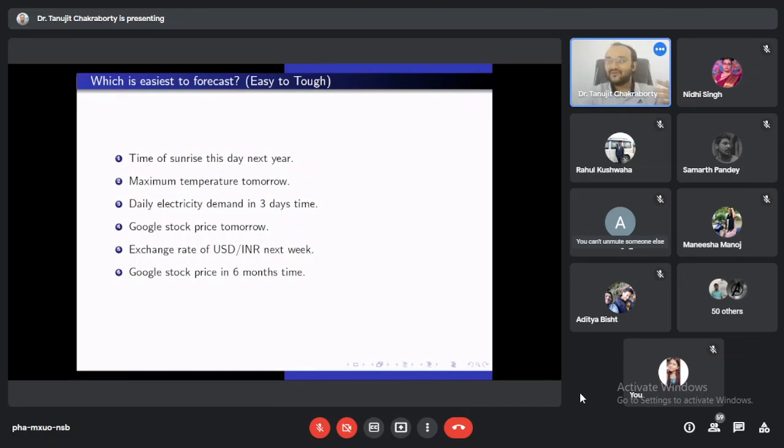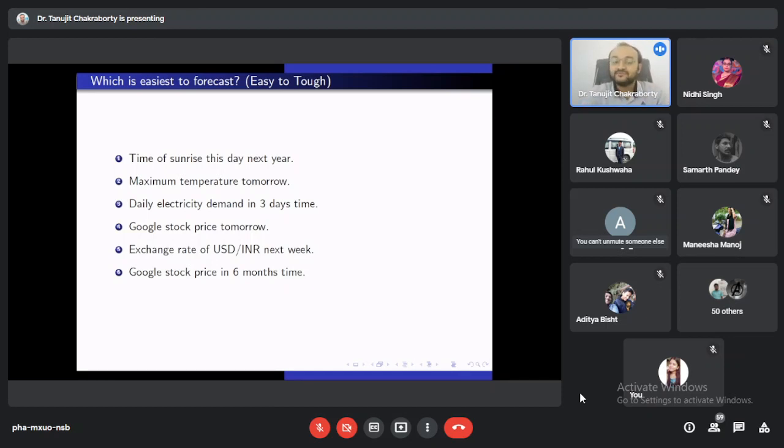Suppose you are staying back in Kolkata, it's kind of winter there. So you may tell that tomorrow's highest temperature could be approximately 30. It may not be over 30. It's very easy to tell. You don't need any model for that.